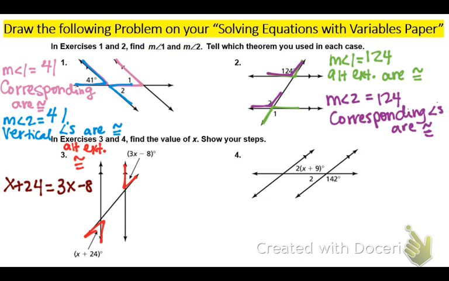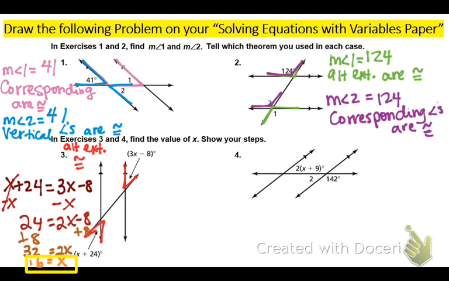So I'm going to move my smaller x, which here would be x. So we'll have 24 equals 2x minus 8. My next step is add 8. So 24 plus 8 is 32. So then x equals 16. Did we answer the question completely? Yep, it says find the value of x, show your steps.